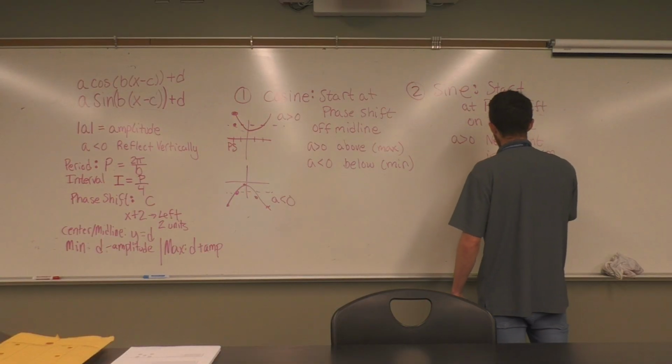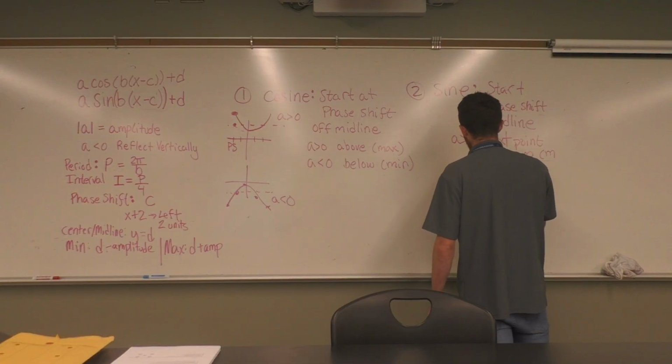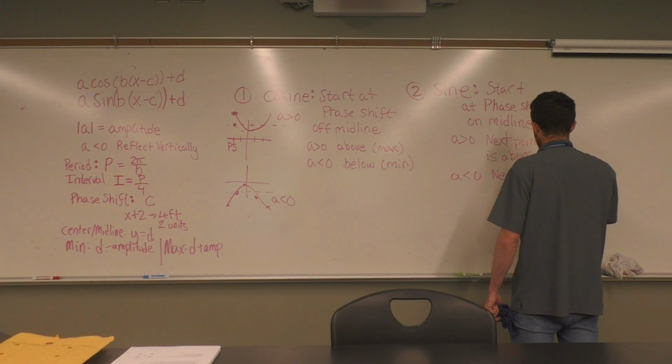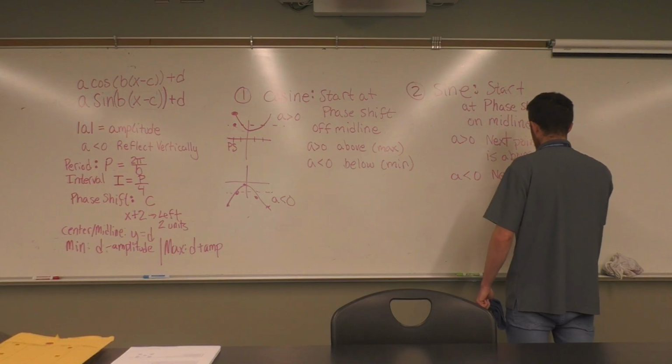The next point to the right, I'll demonstrate that when I draw the graph. A is less than 0. Next point is below.